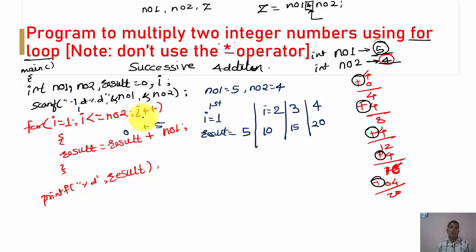After this, again the value of I is incremented by 1. Now the value of I is 5 whereas number 2 is 4. As the condition is not satisfied, the value of result, that is 20, is directly displayed on the output screen. So in this way, without using the multiplication operator, we can do the multiplication of two numbers using the successive addition method.